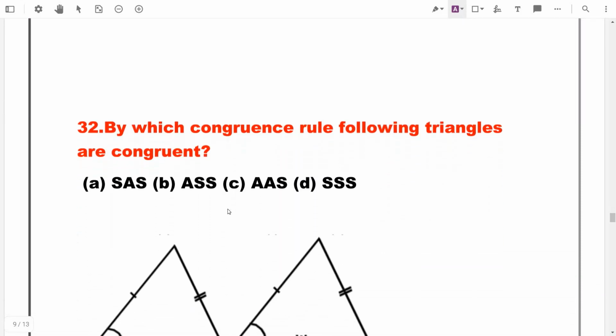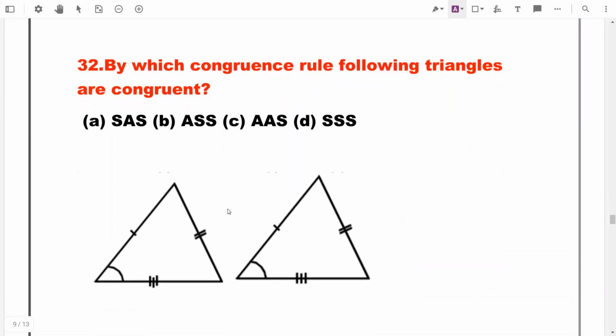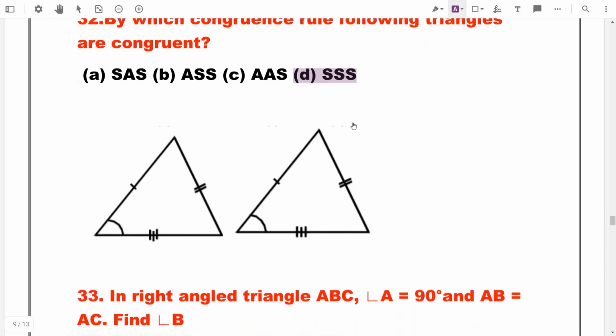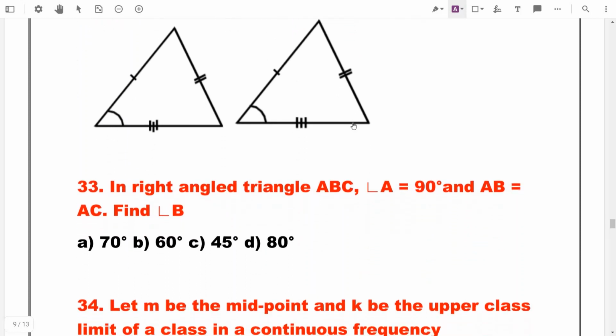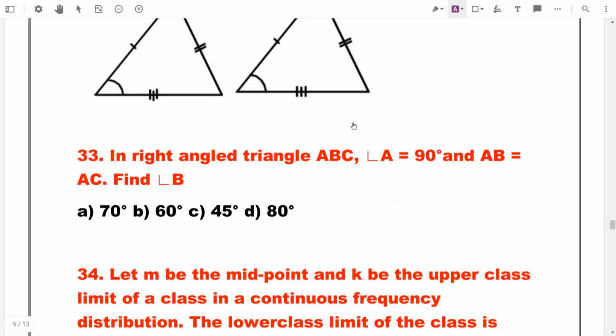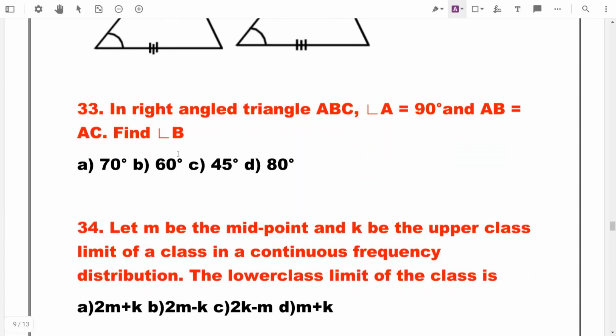32nd question, by which congruence rule are the following triangles congruent? SAS, ASS, AAS, SSS. Answer SSS. 33rd question, in right angle triangle ABC, angle A is equal to 90 degree, AB is equal to AC. Find angle B. Options are 70 degree, 60 degree, 45 degree, 80 degree. Answer C, 45 degree.